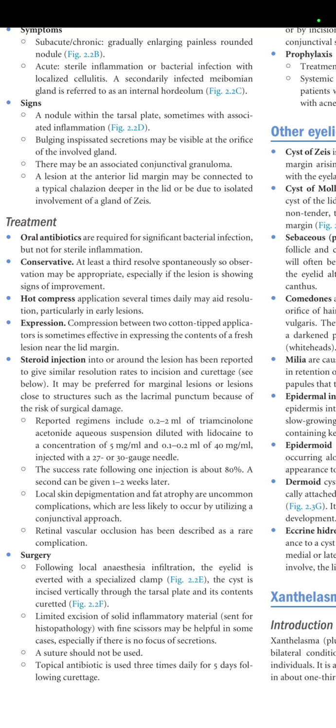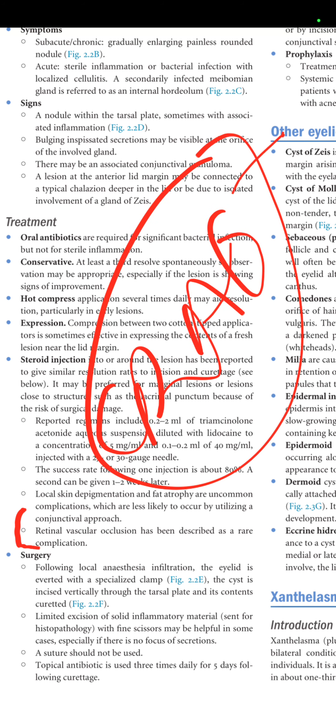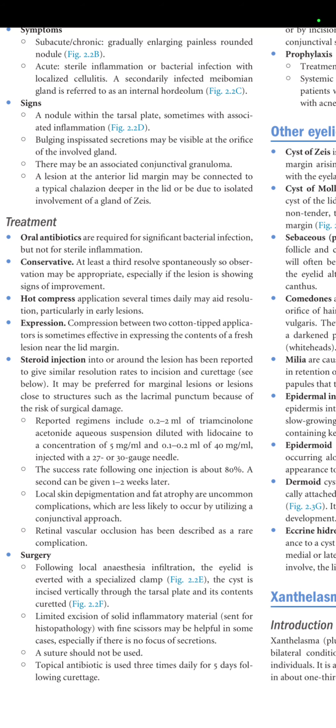Local skin depigmentation and fat atrophy are uncommon complications which are less likely to occur by utilizing a conjunctival approach. Retinal vascular occlusion has been described as a rare complication of a steroid injection, especially retinal artery occlusion, central retinal artery occlusion.